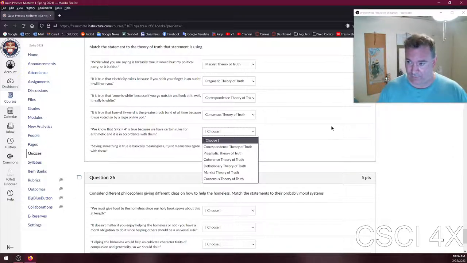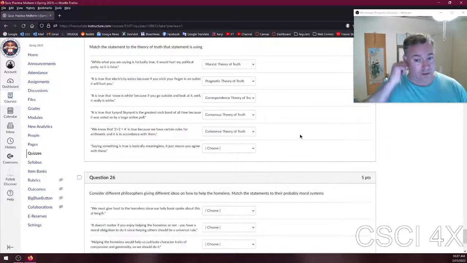We know something to be true because it matches other things that we know to be true. It coheres with what other things we know to be true. Yeah, it's coherence theory. So coherence theory is actually kind of how the human brain works. We use it a lot in math, but it's also just kind of how the human brain works.